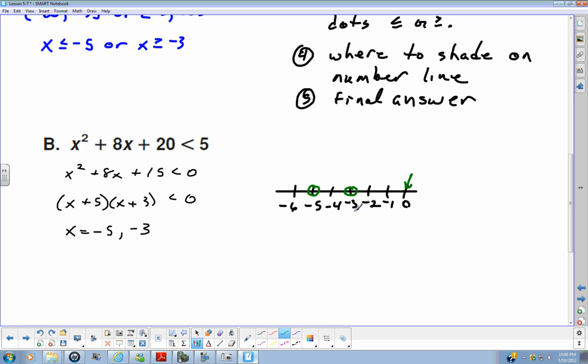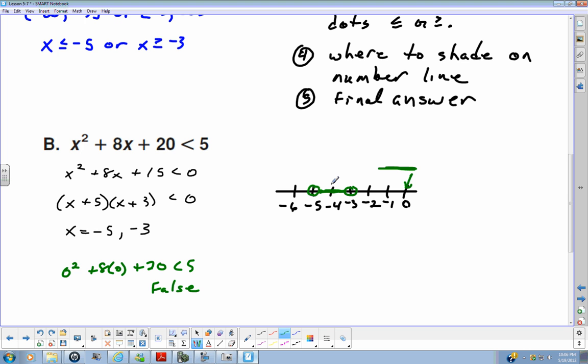Okay. Is it true at 0 or not? So we put 0 in here, and we get 0 squared plus 8 times 0 plus 20. Is that less than 5? And that is a false statement. So since it's not out in this area here, because that's false, that means it has to be in this area here.